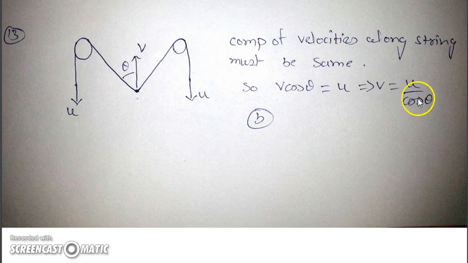So 2 should not be involved in this. From this portion we will write one constraint, and for this portion we will write another constraint. So it will be single v only, not 2v. Again, the components of velocities along the string must be the same. Okay, thank you.